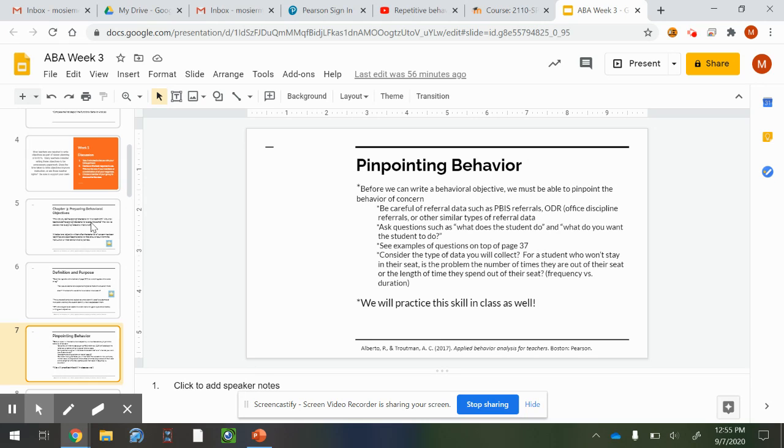Referral data such as PBIS or office referral data will probably not give that type of information. So just know you're going to have to dig a little deeper. Also consider the type of data that you will want to collect.